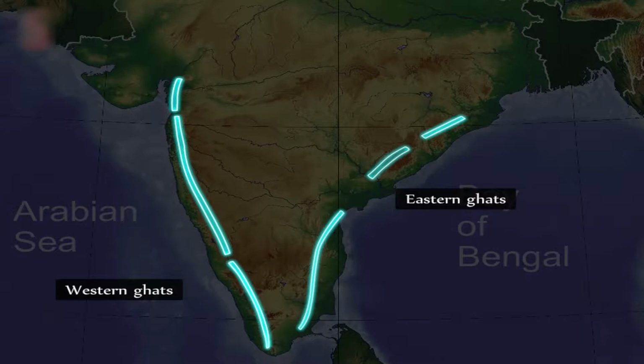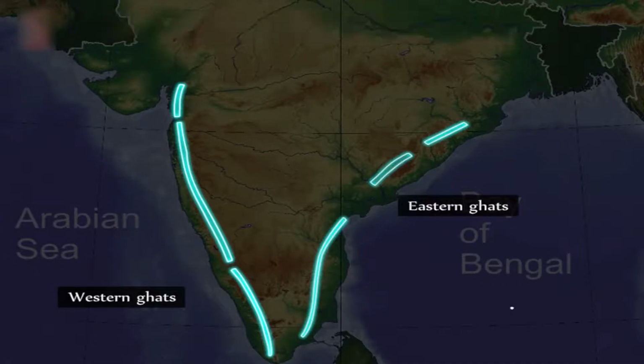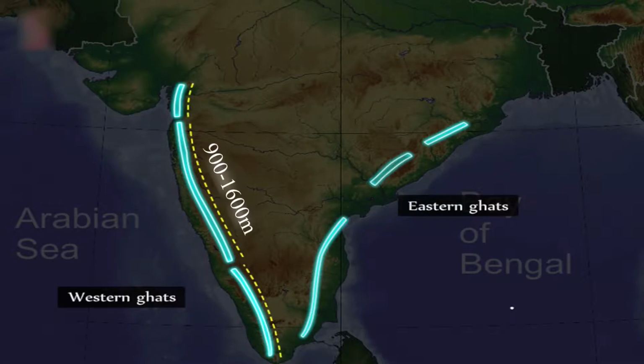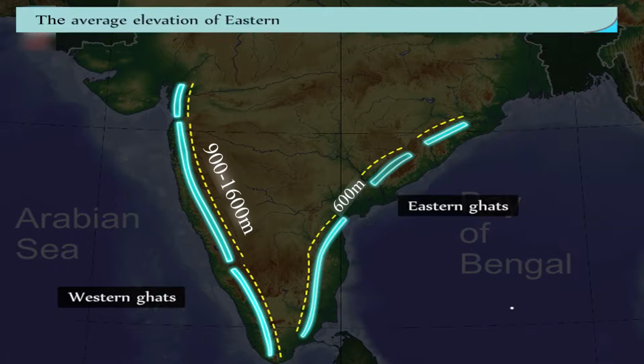4. Western Ghats are continuous and can be crossed through passes only. But Eastern Ghats has been divided into several parts by large rivers, so they cannot be crossed easily. The Western Ghats are higher than the Eastern Ghats. The average elevation of Western Ghats is 900 to 1600 meters compared to 600 meters in case of Eastern Ghats. The average elevation of Eastern Ghats is about 600 meters above sea level.